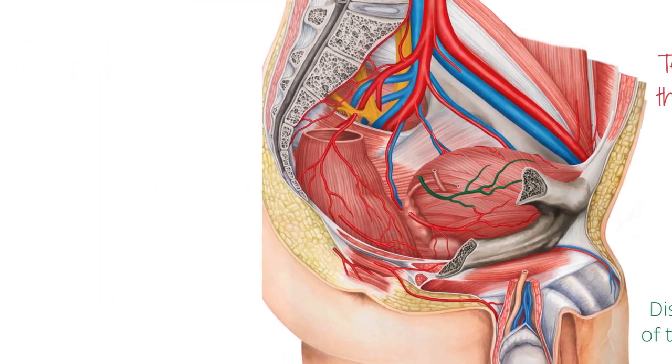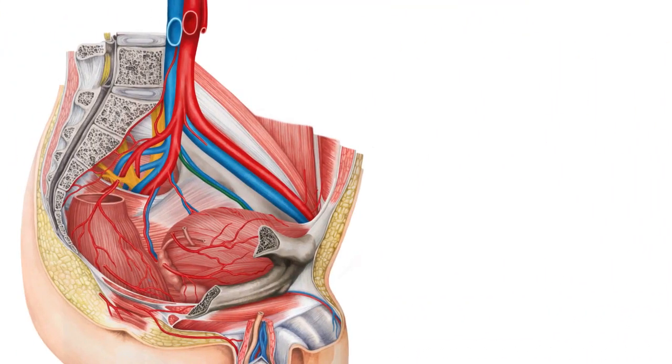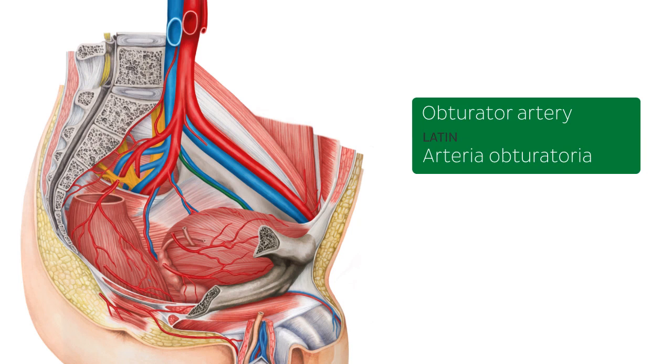The next artery that we're going to be highlighting here is known as the obturator artery. This one will be supplying the adductor muscles. The obturator artery passes anteriorly and then travels downward, coursing along the lateral wall of the pelvis and passing through the obturator foramen on both left and right sides of the pelvis.